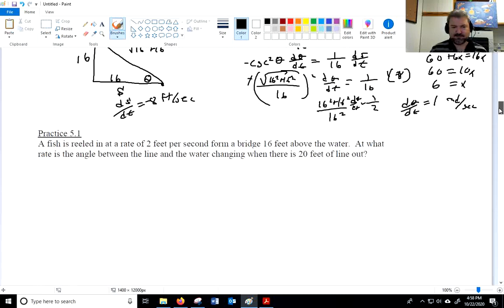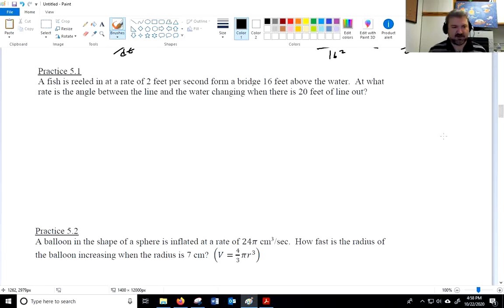Okay. Looks like you have a practice problem. Go ahead and give this fish problem a try. All right, a fish is reeled in at a rate of 2 feet per second from a bridge 16 feet above the water. At what rate is the angle between the line and the water changing when there's 20 feet of line out? All right, so that 16 is constant.